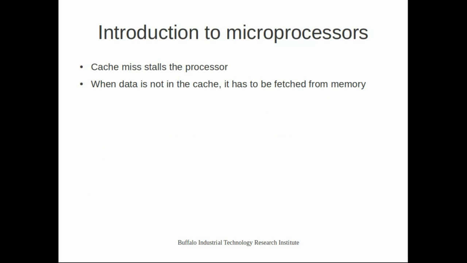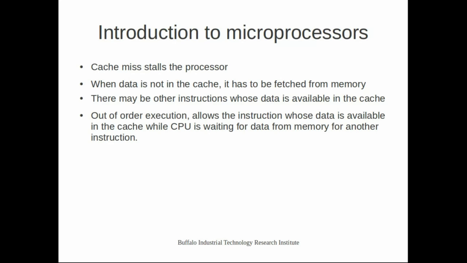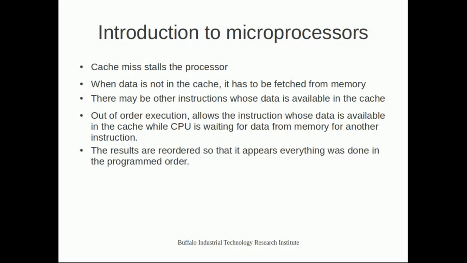The cache miss still stalls the processor. When data is not in the cache, it has to be fetched from the memory. At these times, there may be other instructions whose data is available in the cache. Out-of-order execution is a process which allows the instructions whose data is already available in the cache to be executed while the CPU is waiting for the data from the memory for the other instruction. The results are then reordered so that it appears that everything was executed in the programmed order.